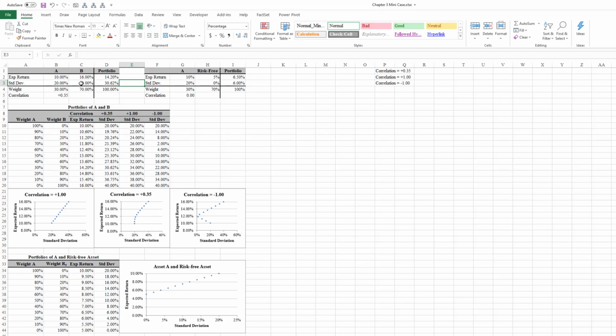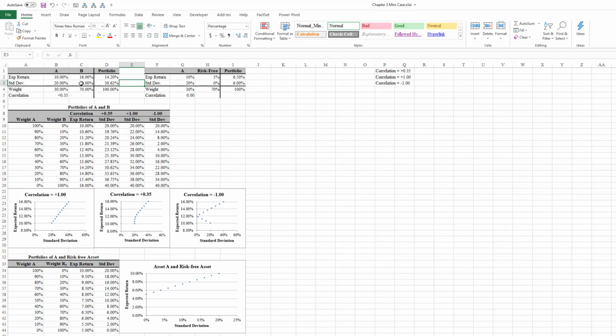Now, the mini case also asks you to calculate the standard deviation of a bunch of portfolios that are combinations of A and B with that 35% correlation. And you can see I've actually done it here with a 0.35 correlation and a +1 and a -1. And I've calculated the standard deviation of the portfolios with a bunch of different combinations of weights.